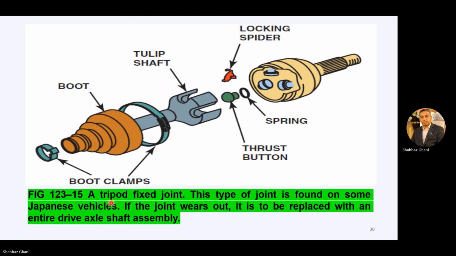Now, a tripod fixed joint. This type of joint is found on some Japanese vehicles. If the joint wears out, it is to be replaced with an entire drive axle shaft assembly. So we have to replace the whole drive axle shaft assembly.